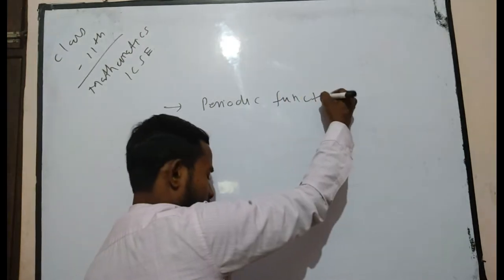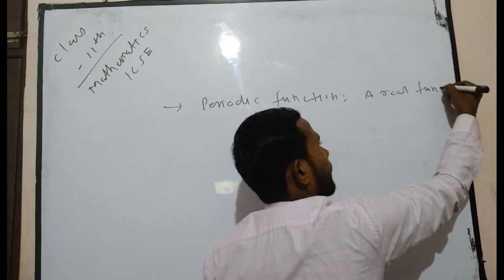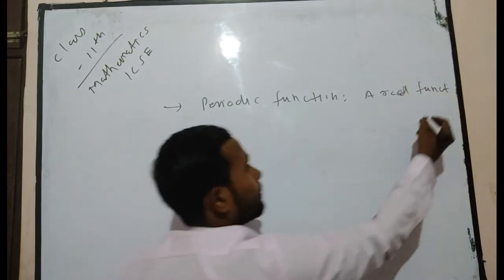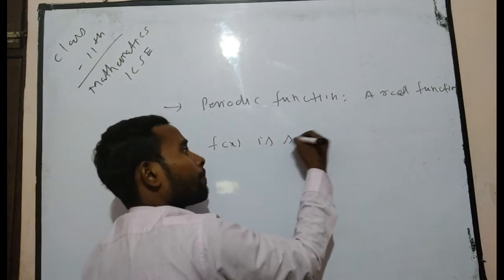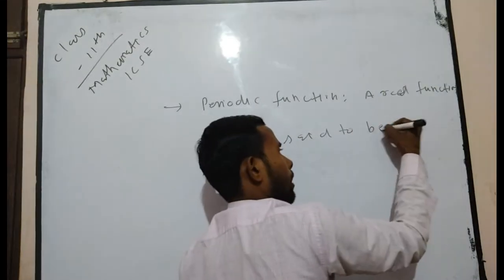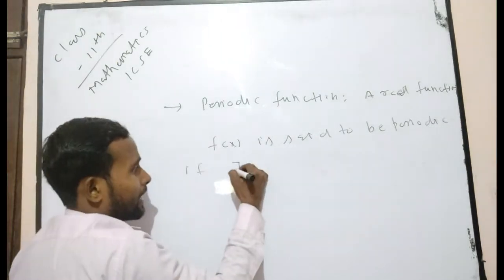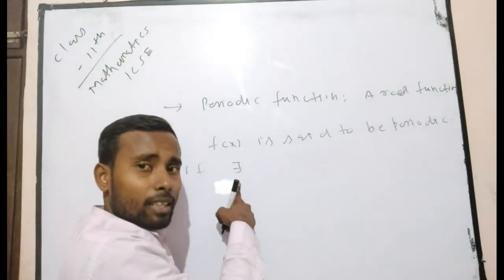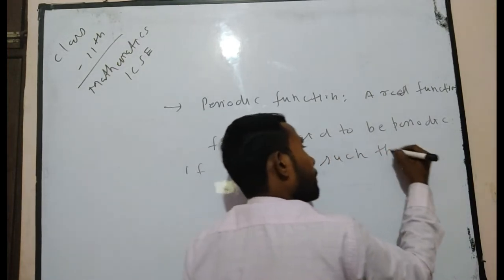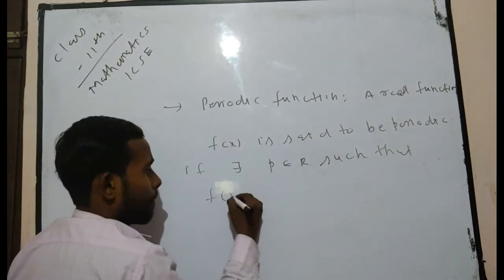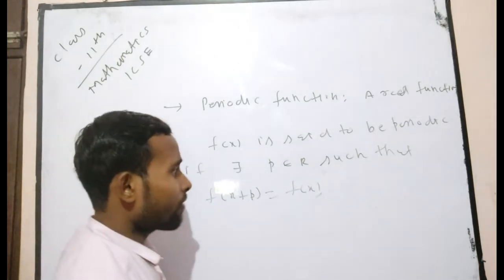What do you mean by periodic function? It is very simple. A real function f(x) is said to be periodic if there exists p belonging to real numbers such that f(x + p) is equal to f(x).